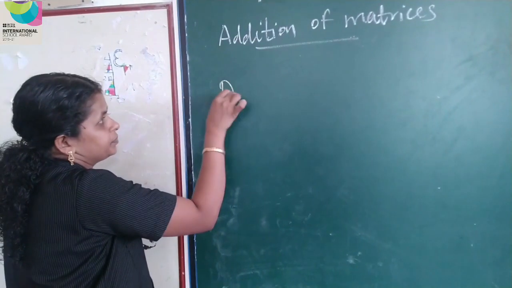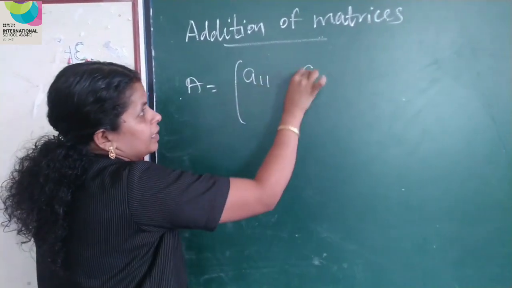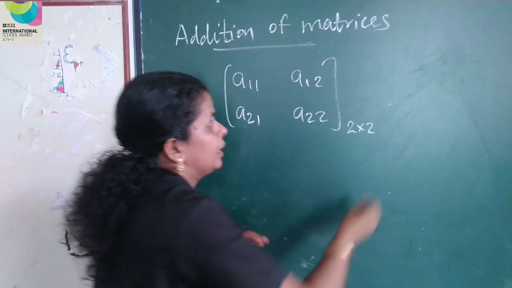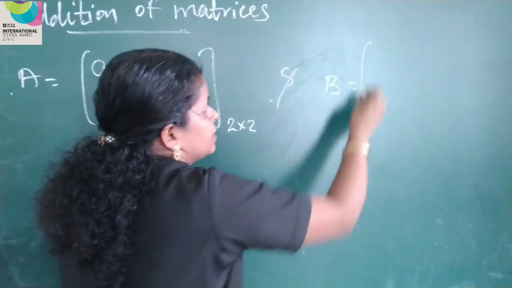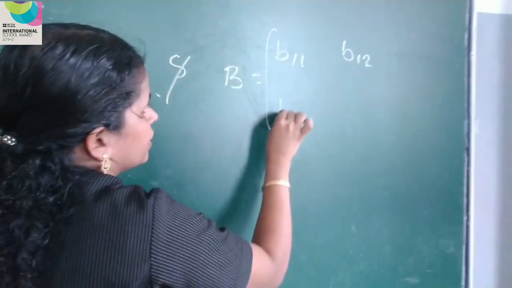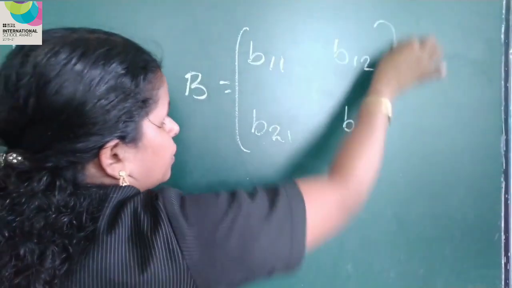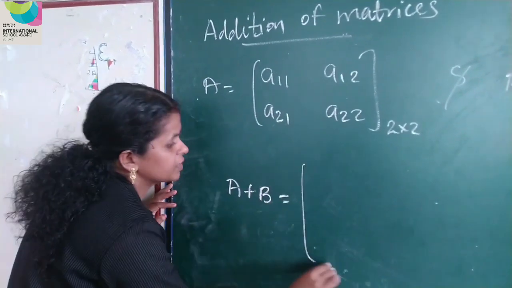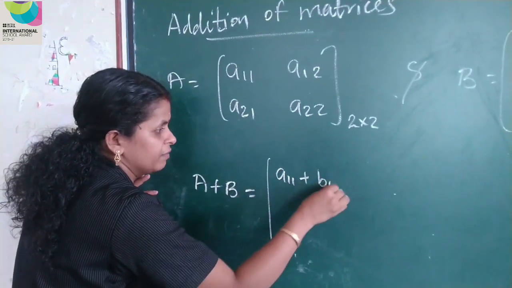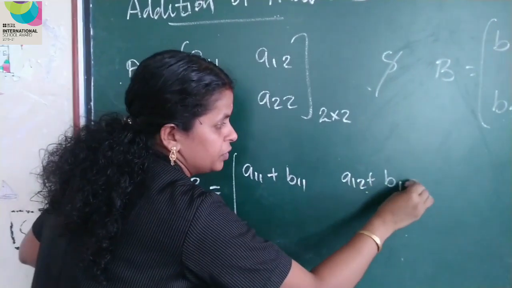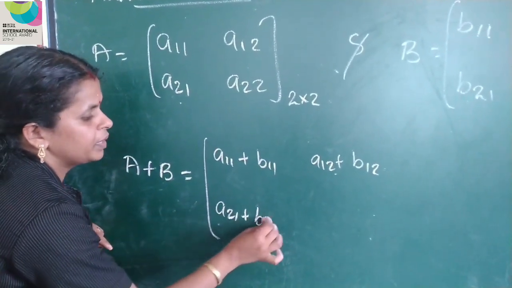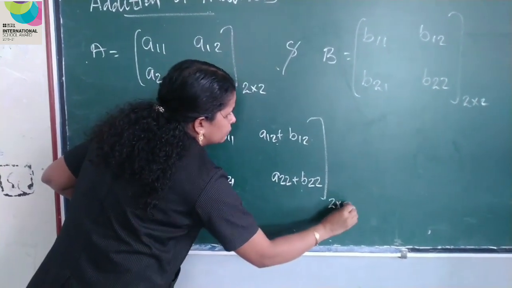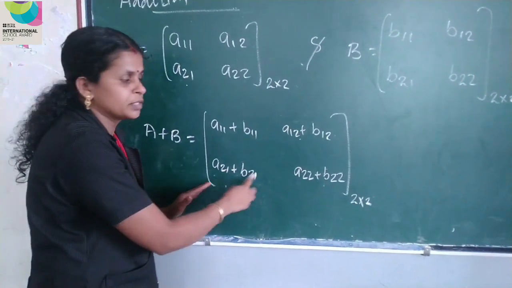If A equals matrix A11, A12, A21, A22 of order 2 by 2 and B equals matrix B11, B12, B21, B22 of order 2 by 2, then A plus B equals A11 plus B11, A12 plus B12, A21 plus B21, A22 plus B22, of order 2 by 2. That is, A plus B is a matrix of order 2 by 2.